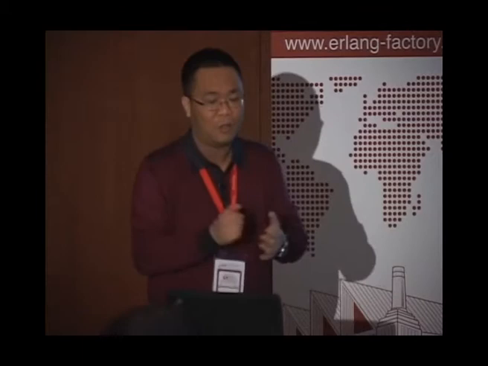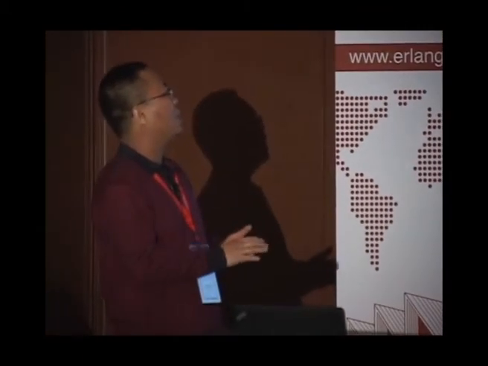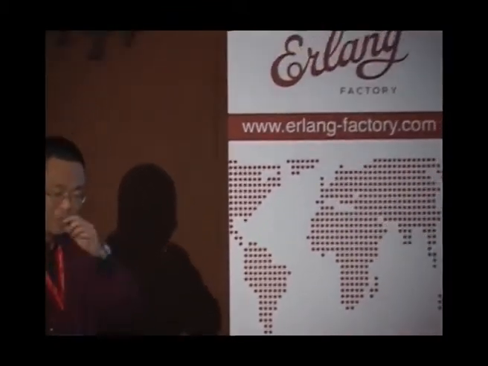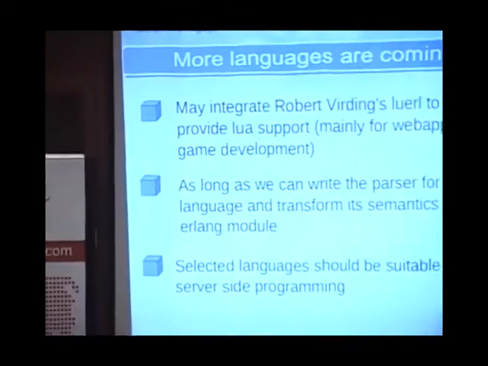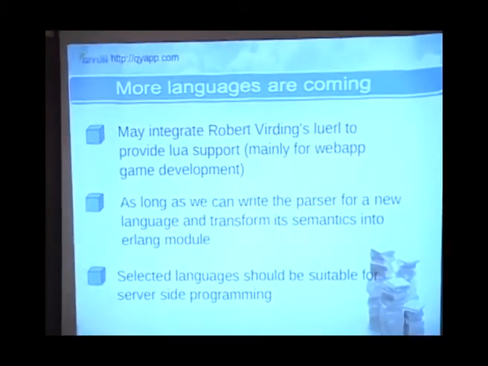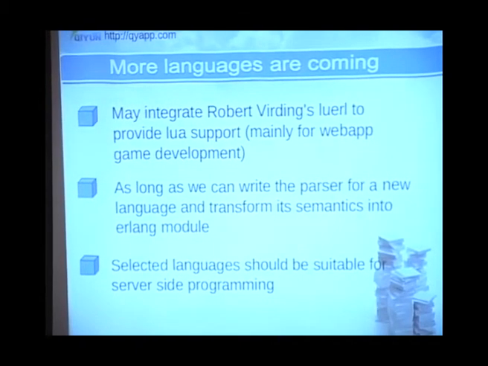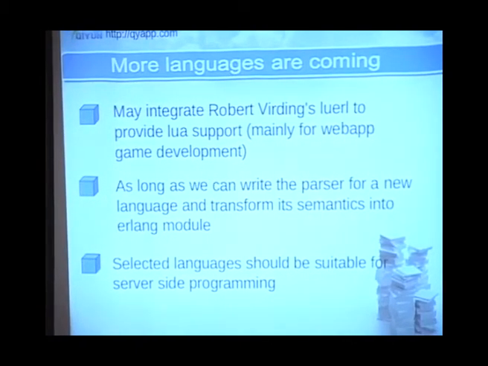So more languages may be coming. For example, we may add Lua to provide Lua support. This is mainly for web app game development, because some people are quite familiar with Lua. If we can add Lua, both front end and back end, why not use it, right? As long as we can write a parser for a new language and transform its semantics into an Erlang module, then we can support it. Of course, the selected language should be suitable for server-side programming.